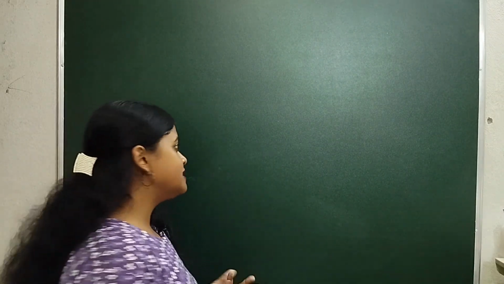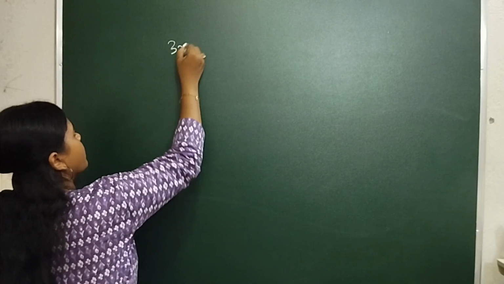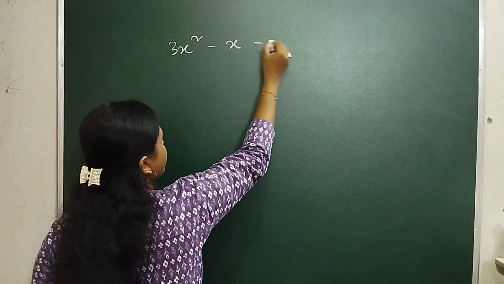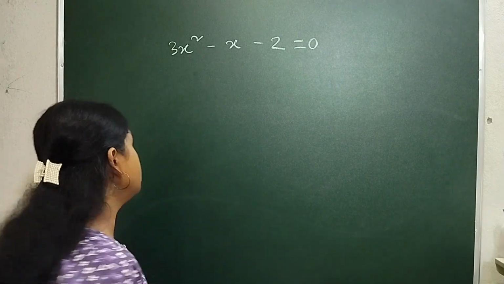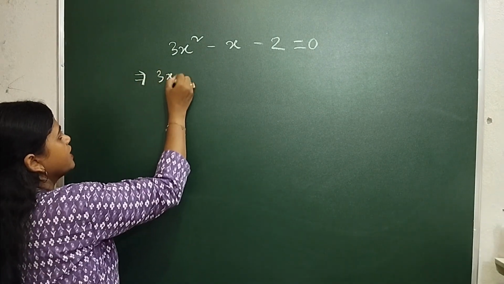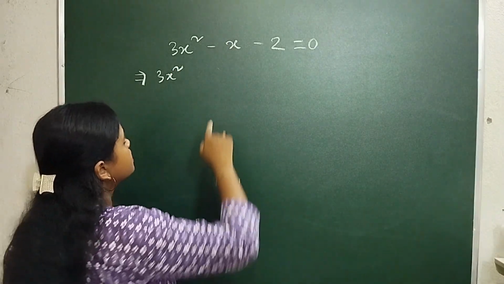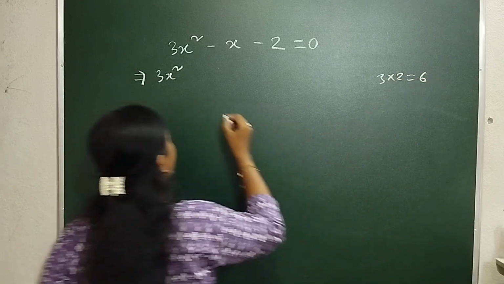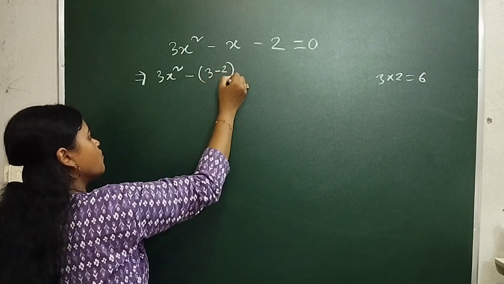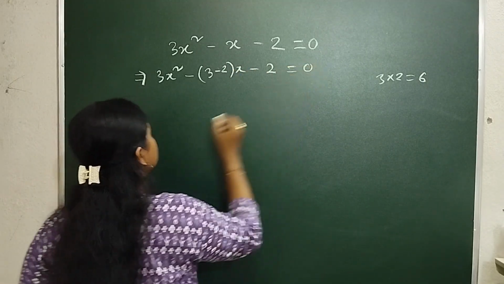In the case of a quadratic equation, we find the zeros of the polynomial by the middle term factorization. So let us take a quadratic equation, 3x square minus x minus 2 equals 0, and let us find the zeros of the polynomial. Here the product is 3 into 2, which is 6, and we have to adjust the middle term 1. So 3 minus 2 is 1.